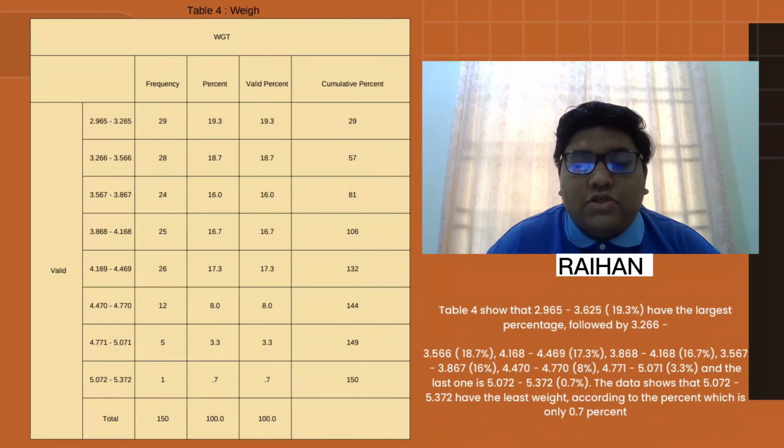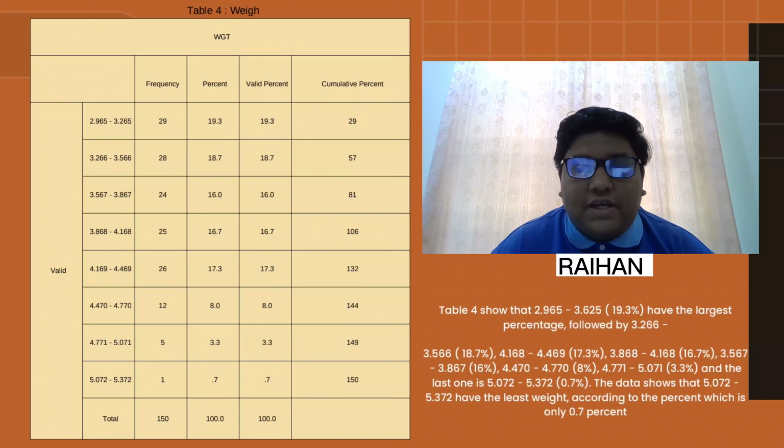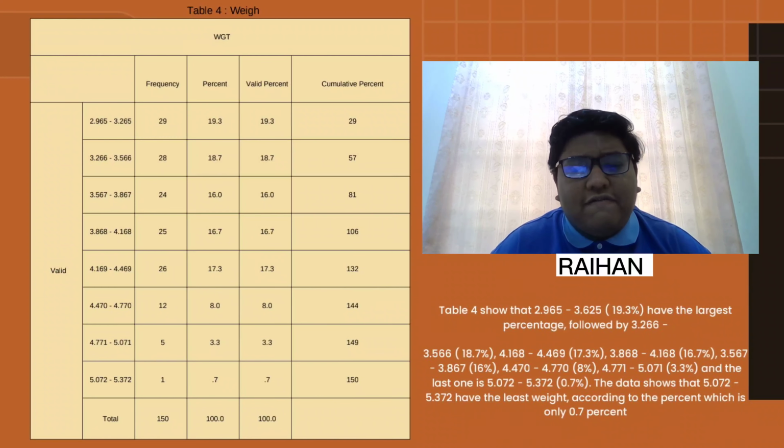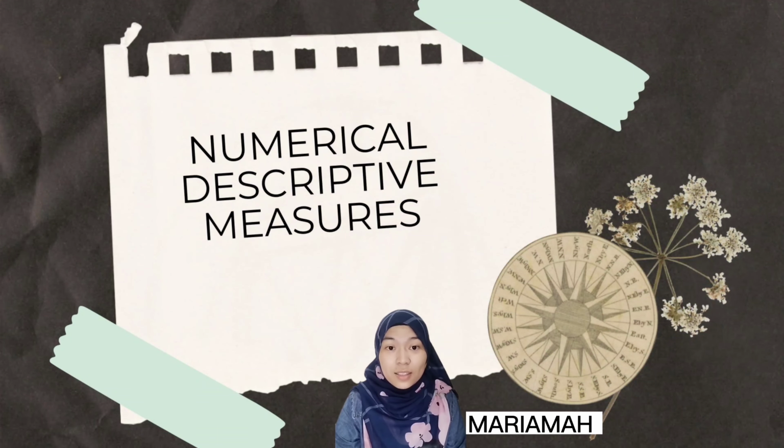Table 4 shows the numerical data for weight. The highest class interval is the first class interval, which is 19.3%, and the lowest class interval is the 7th class interval, which is 3.3%. So I will continue the next part, which is 3.0, numerical descriptive measures, that has 3 main measures. Firstly, measures of central tendency, including mean, median, and mode. The second is the measures of position, and the last is the measures of variance.